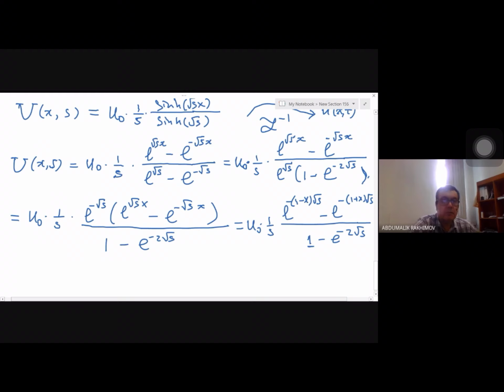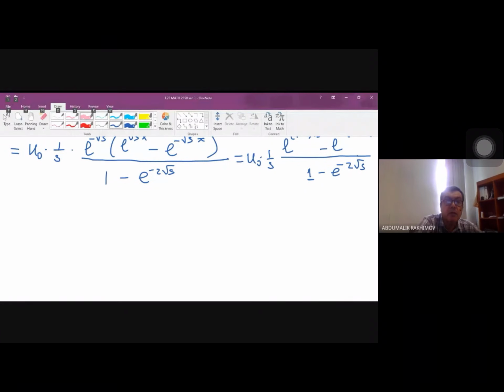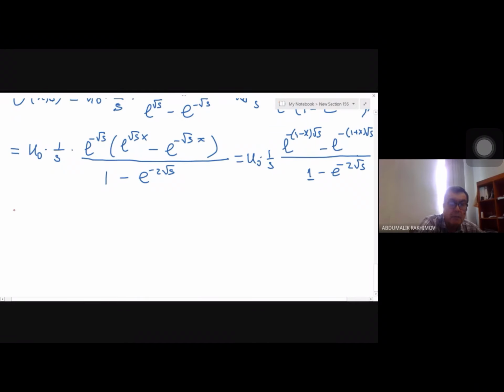Anybody requesting? Okay. Now we have to do something with this 1 minus exponent. What can we do with this 1 minus exponent? Okay, just let me remind you. Let's use a different color, just as a reminder.